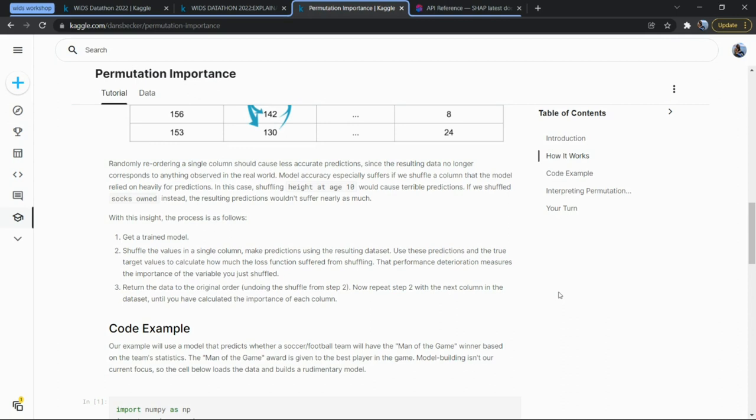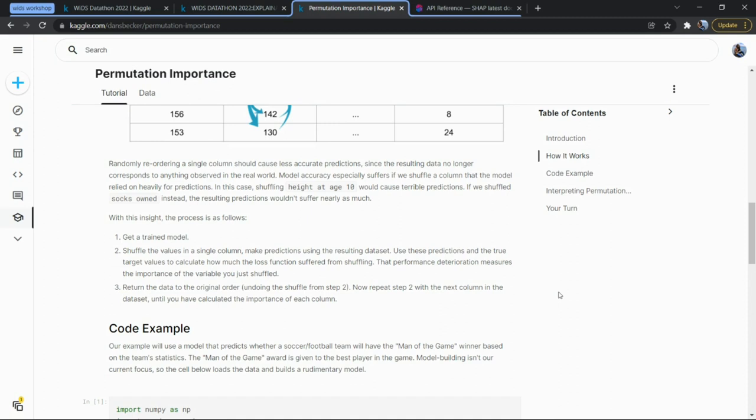as you will see, because by chance it can give good results, or it may be possible that there is no change in the accuracy because that feature, whether shuffled or not shuffled, is not affecting the final results. That is where you can calculate the feature importance. You know this feature is not important at all because it is not affecting the final result. So return the data to the original order, undoing the shuffle from step 2. Now repeat step 2 with the next column in the data set until you have calculated the importance of each column. So for each feature, you calculate the importance like this.